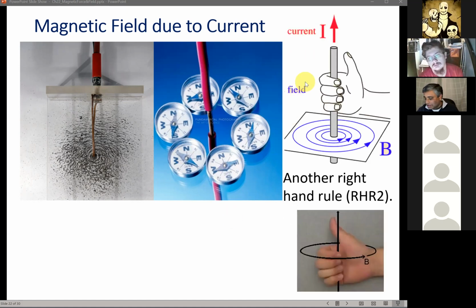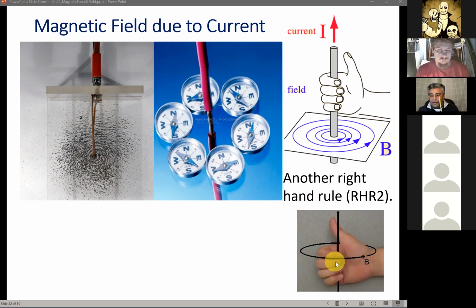So now, the right-hand rule I was talking about, this is another right-hand rule. We call that right-hand rule number 2. But basically, it's the same thing. You curl fingers in a particular direction to find the information about something else. So in this case, what's the direction of the magnetic field that's circulating because of the current that's flowing up?